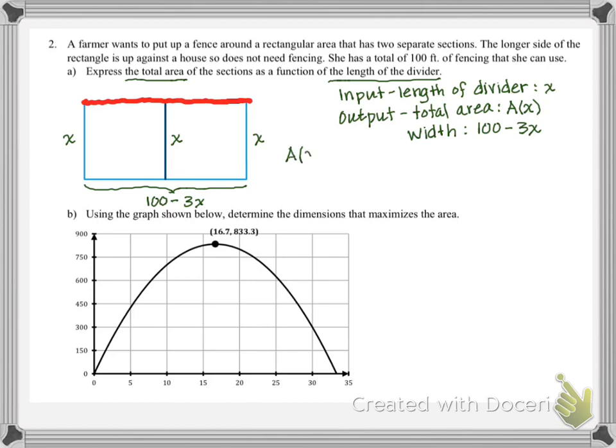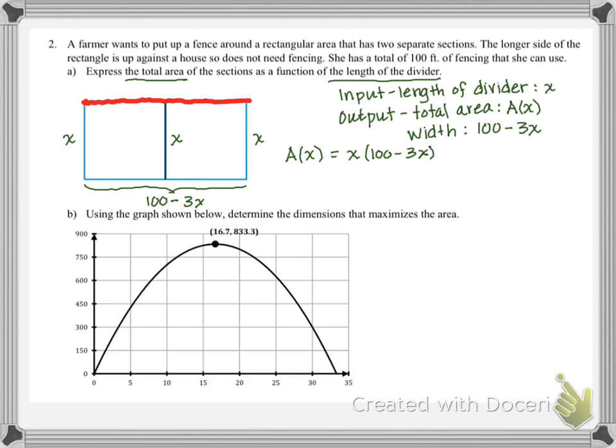Grace, how do I find the area of a rectangle? Is it just length times width? Uh-huh. So I look for length, it's x. And I look for width, it is 100 minus x. Or sorry, 100 minus 3x. So notice I'm using what I already did.